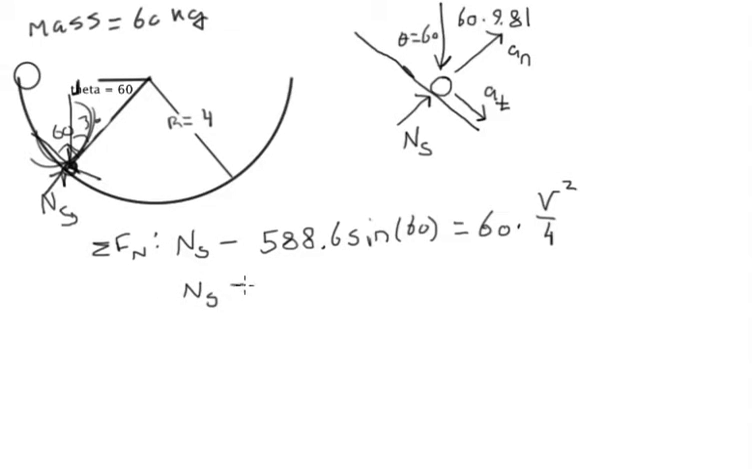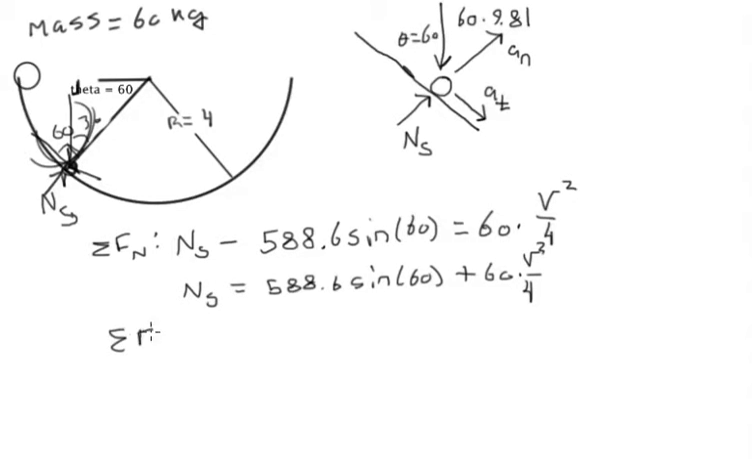We're going to use this equation later to solve for N sub s. So we can rewrite this real quick. N sub s minus 588.6 sine of 60 degrees equals 60 times v squared over 4. And once we find v, we'll be able to sub it in here and solve for N sub s.